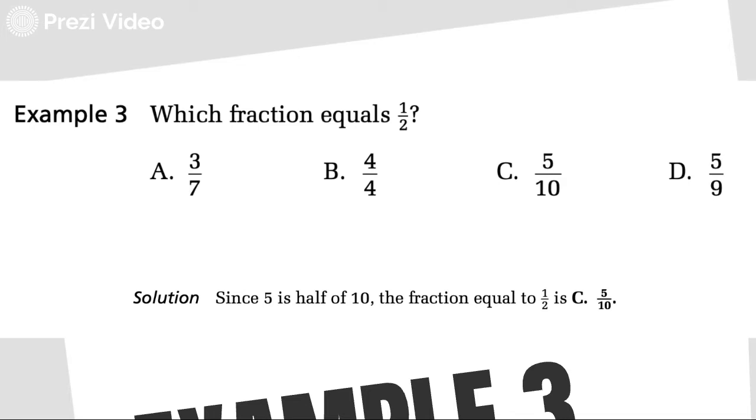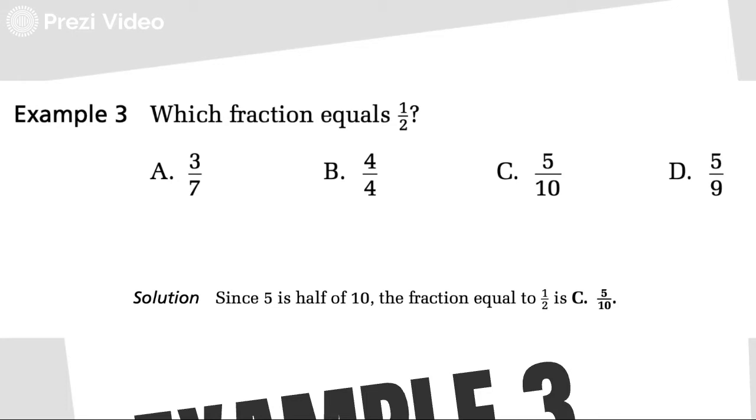Looking at B, 4/4, we have the same numerator and the same denominator, and I remember from what I was told before, if I have the same numerator and the same denominator, that equals 1, not 1/2. C, 5/10. I know that if I take 10 and I divide it by 2, I'm going to get 5. So that does equal 1/2.